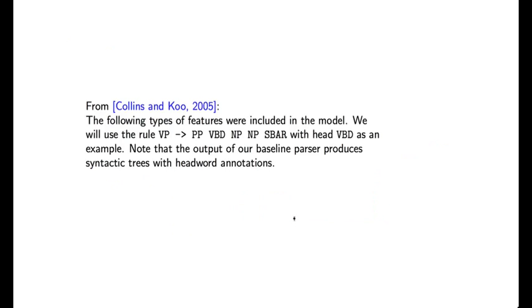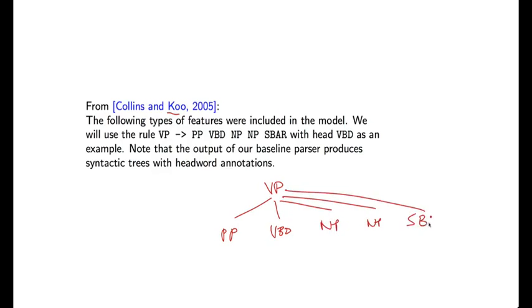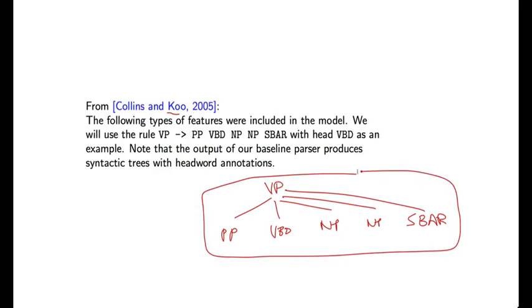Let me describe some features used in a paper I wrote with Terry Koo back in 2005. Throughout this, I'll use this quite complicated rule as the example: VP goes to prepositional phrase, VBD, NP, NP, S bar. And the features, as we'll see, are generally oriented in some sense around context-free rules like this one.